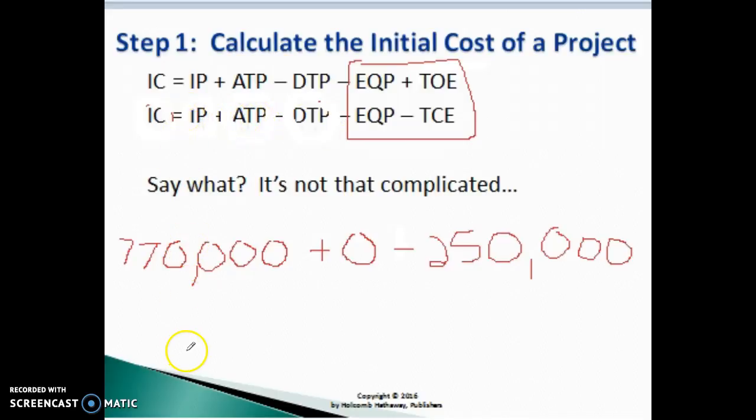The initial cost for our field turf installation example is $770,000 minus $250,000, which turns out to be $520,000. So it's a complicated looking formula that's really very common sense. So don't be afraid of it. That is how we calculate the initial cost of a capital project.